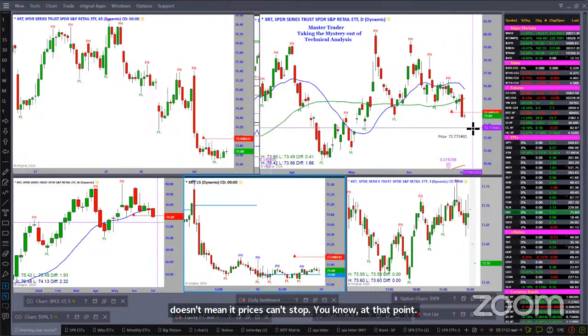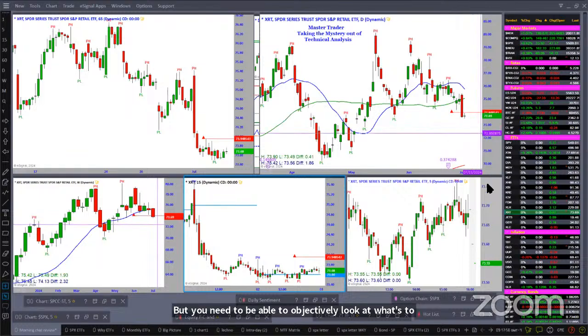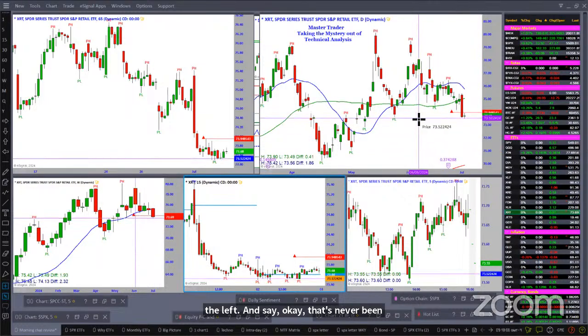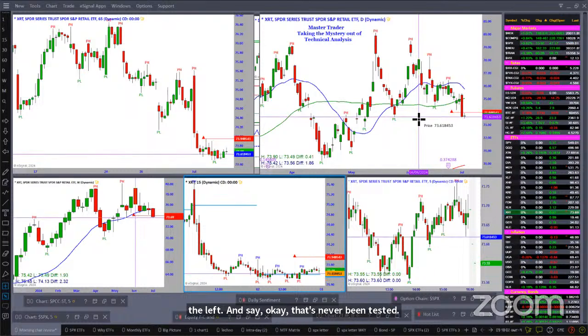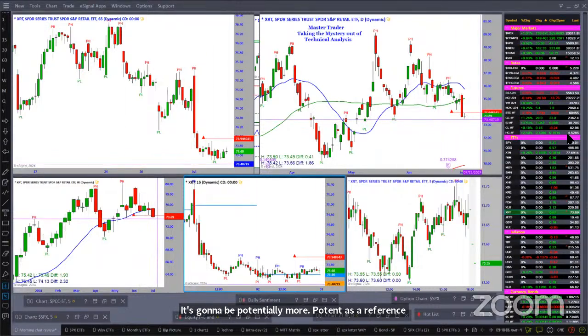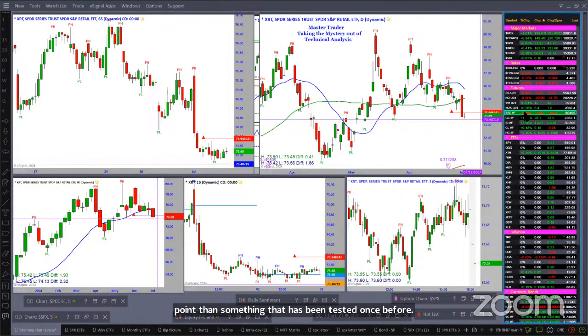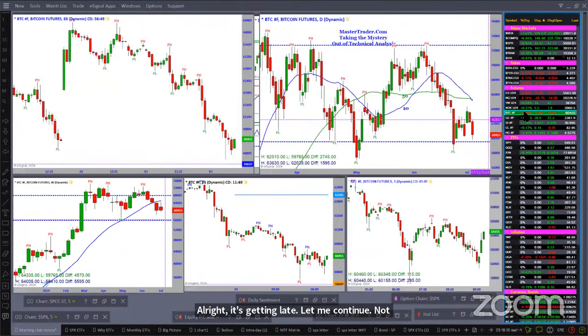But you need to be able to objectively look at what's to the left and say, okay, that's never been tested. It's going to be potentially more potent as a reference point than something that has been tested once before. All right, it's getting late. Let me continue. Not much happening here.